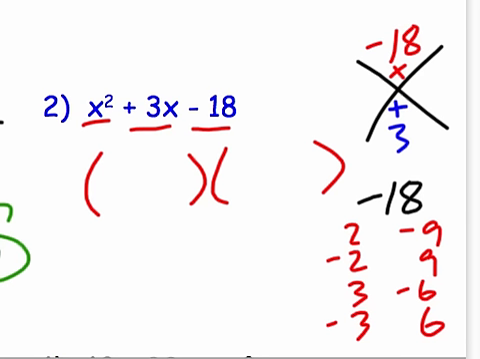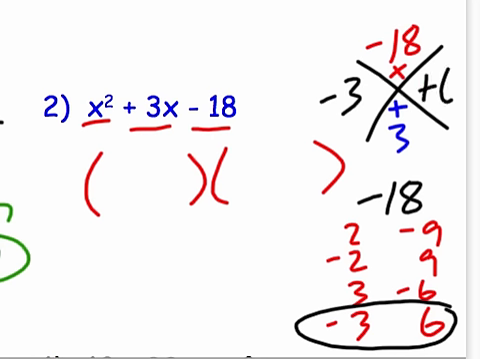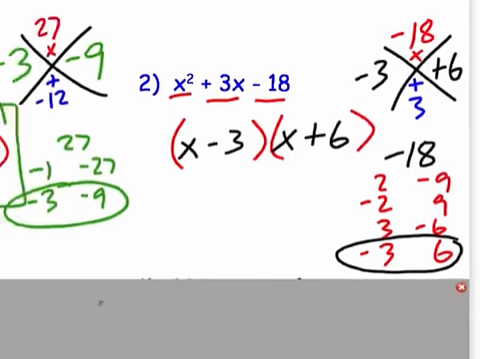If I look, one of these two is going to add up to a positive 3. It looks like that very last one, right? Negative 3 plus 6 will give me a positive 3, and if I multiply them, I get negative 18. So I have a negative 3 and a positive 6. There we go. I forgot to put in my x's in my binomials. And we get x minus 3 and x plus 6, and I'm done.